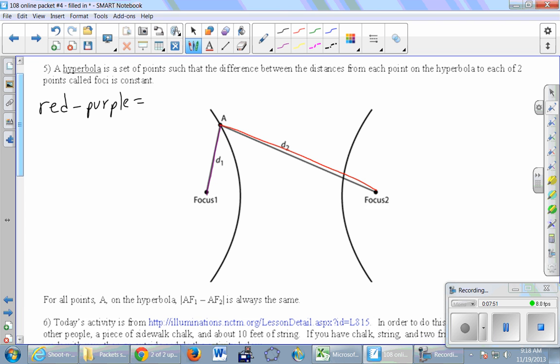Okay, I don't know what that constant is, but let's pick another point on the hyperbola. We can pick it on either hyperbola. Let's pick a point that's really close to this focus here. And then we're going to do 2 different colors here. I'll connect to the one focus, and I'll connect to the other focus. And then we're going to subtract these guys, minus green.